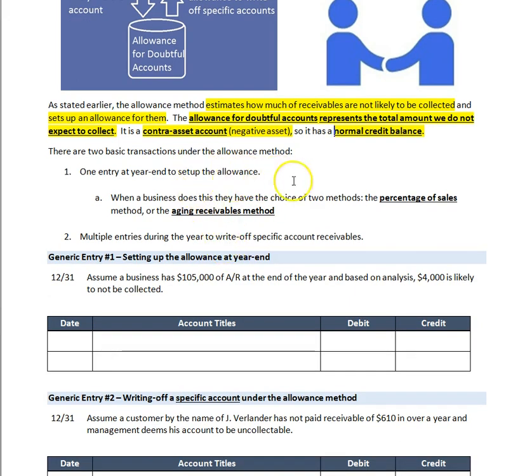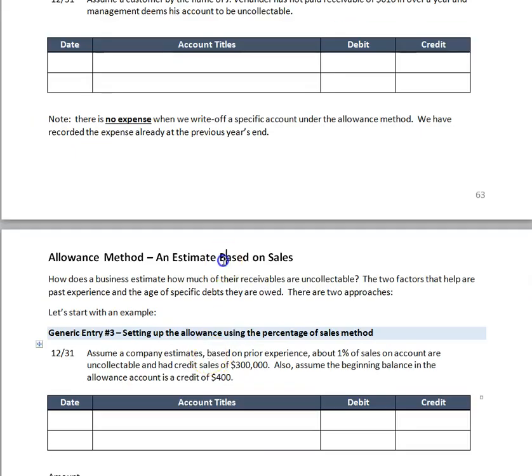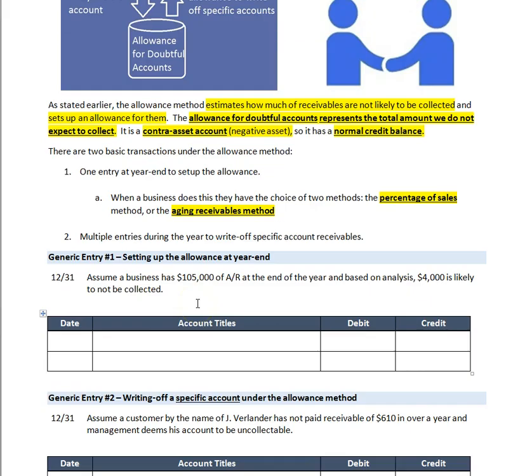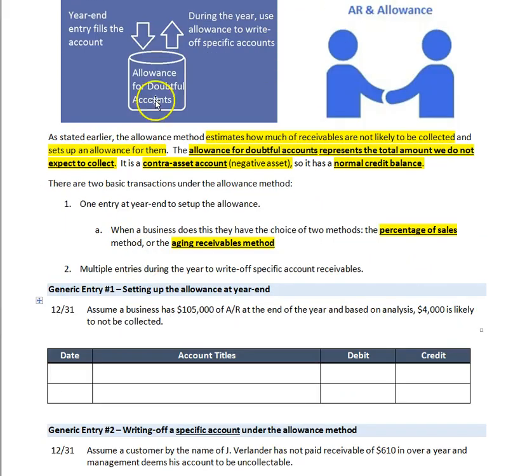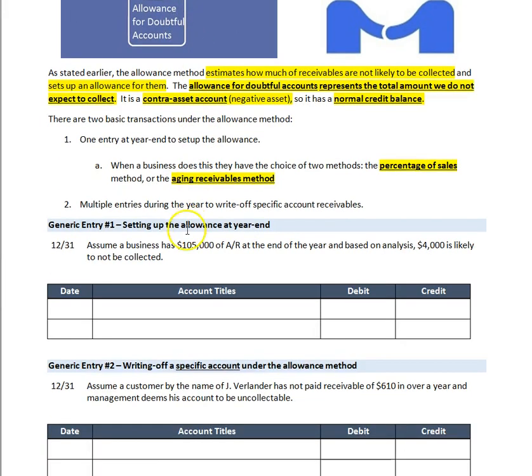Alright, we're going to have one entry to set up the allowance at year end. We can estimate this one of two ways. We can estimate it under the percentage of sales method or the aging receivables method. We're going to see both methods on the next two pages. But first, we're just going to get to the journal entry that fills up the bucket, and we're going to see the journal entry that takes money out of the allowance account.